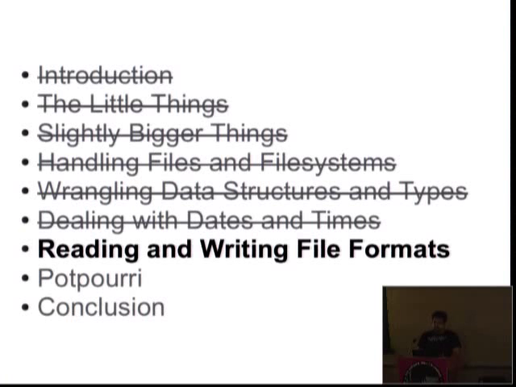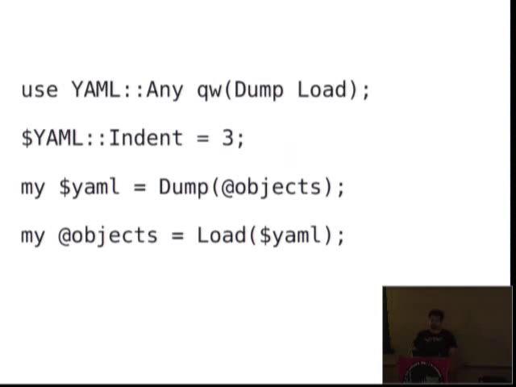So, reading and writing file formats. YAML::Any. For when you don't know which YAML implementation to use, just use YAML::Any. It's simple, and it just picks whatever the best YAML implementation is on your system. And it's got a pretty simple interface. I believe it also has an OO interface, but what I usually use is I import Dump and Load, and it does what it says on the tin.